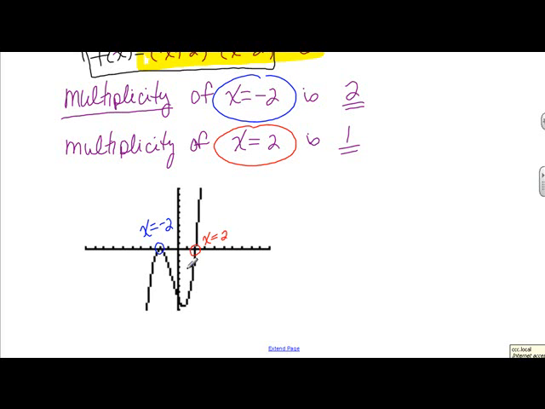And the other thing I want you to notice is that the 0 where we have a multiplicity of 2, the graph comes up, touches the x-axis at -2, and changes direction. So it kind of bounces back off the x-axis. Where the multiplicity was 1, the graph actually crosses the x-axis. And we can generalize that to all multiplicities that are either even or odd.